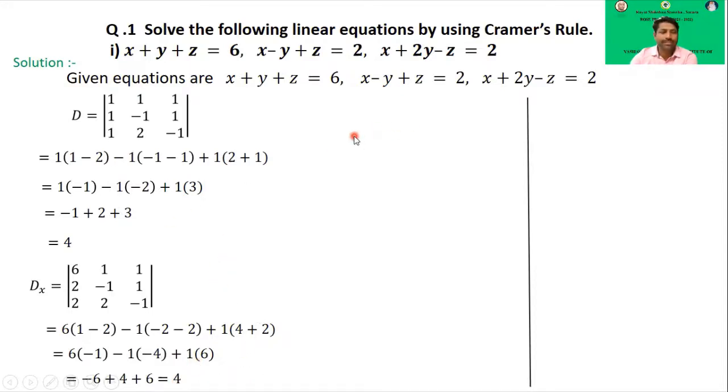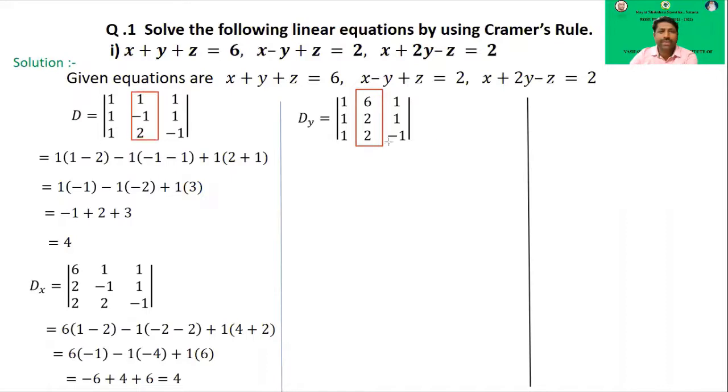So dx is 4. Now we find dy, the determinant obtained by replacing the coefficient of y by the constants. Here in d we have replaced the coefficient of y by the constants. Now expand this determinant dy. So 1 into (minus 2 minus 2), middle sign has minus sign.